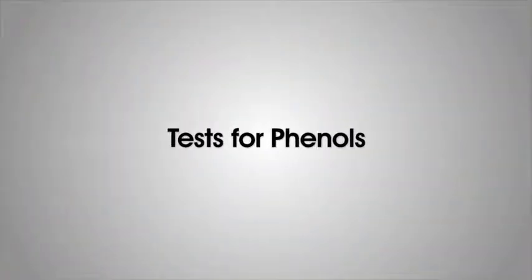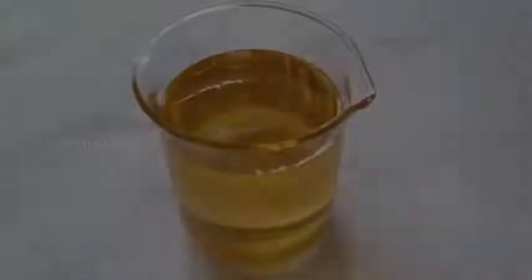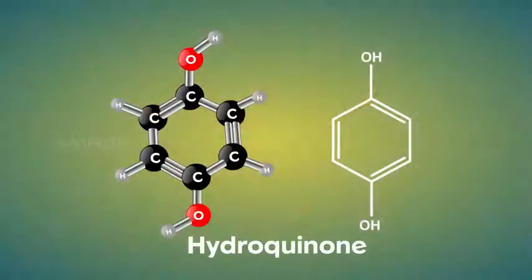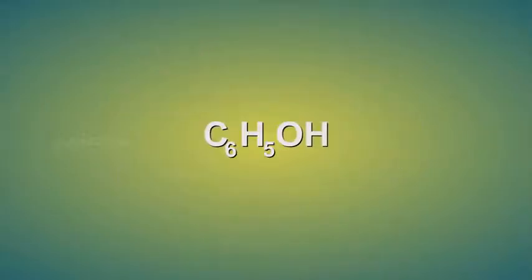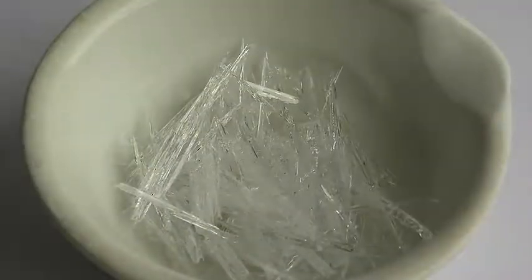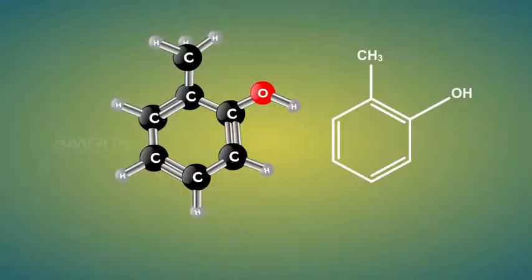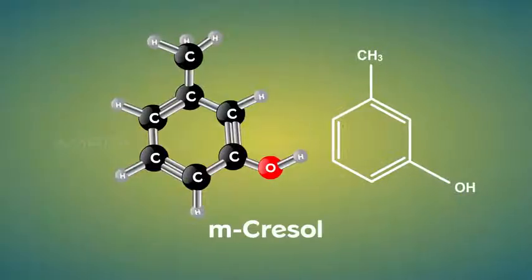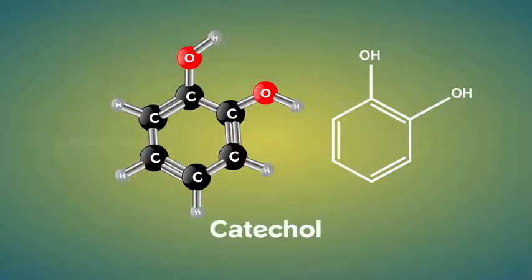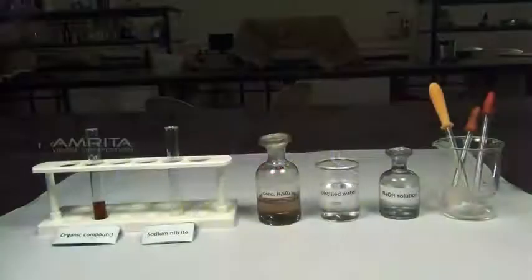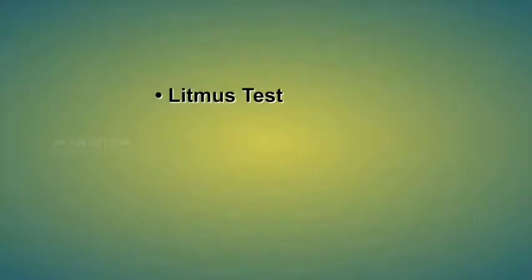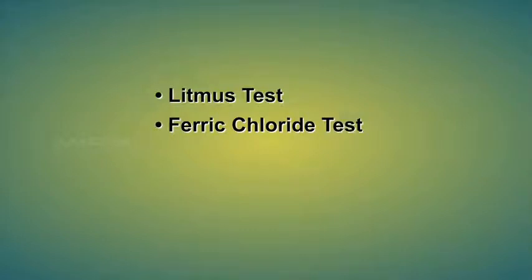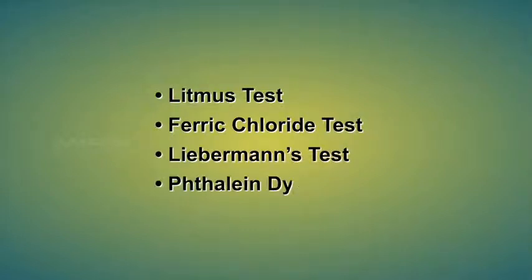Tests for phenols. Phenols are compounds containing one or more hydroxyl groups attached to an aromatic ring. The simplest phenol is carbolic acid, having the formula C6H5OH. It is a white crystalline solid. Other examples are ortho, meta and para cresols, catechol and resorcinol. Our aim here is to identify phenol using some simple tests. They are litmus test, ferric chloride test, Lieberman's test, phthalene dye test.